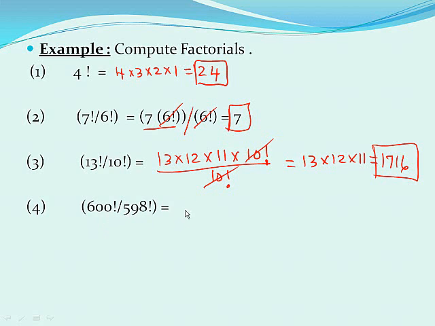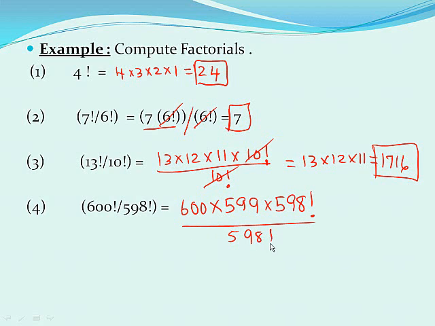In this last example, 600 factorial divided by 598 factorial. We do the same kind of simplification. 600 multiplied with 599 multiplied with 598 factorial divided by 598 factorial. Cancellation. So this answer will be 359,400.